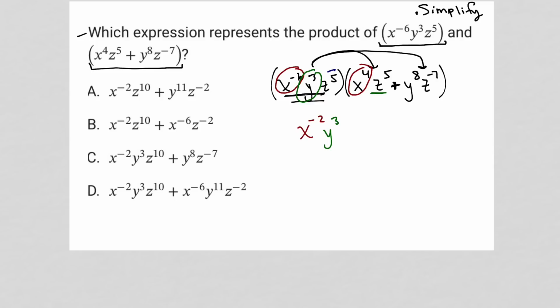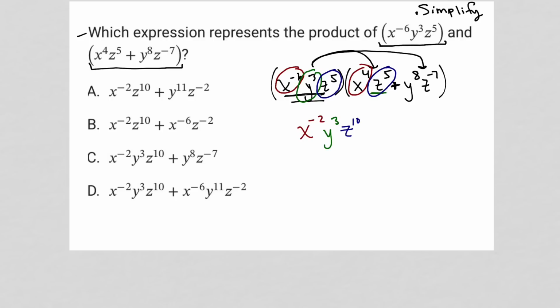And then I have z to the 5th power. It's going to get multiplied by the z to the 5th power here. I add those exponents, and I have z to the 10th power. So that's my first step to this. And I'm going to use that to narrow down my answer. I'm not going to continue.